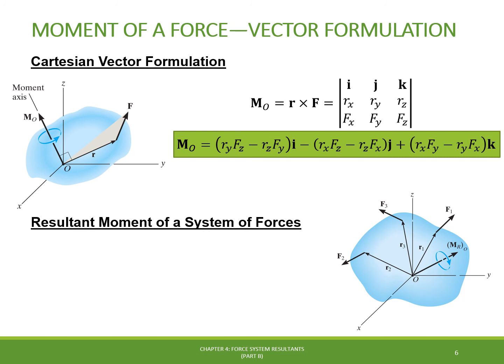And finally, if a body is acted upon by a system of 3D forces, the resultant moment about point O can be determined by the vector addition of the moment generated by each force. This resultant can be written in terms of the cross product of the position vectors and the force vectors according to this equation here.